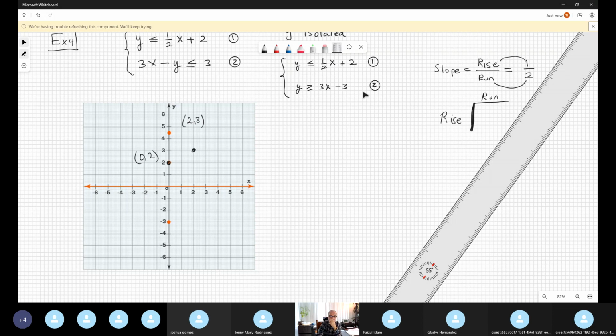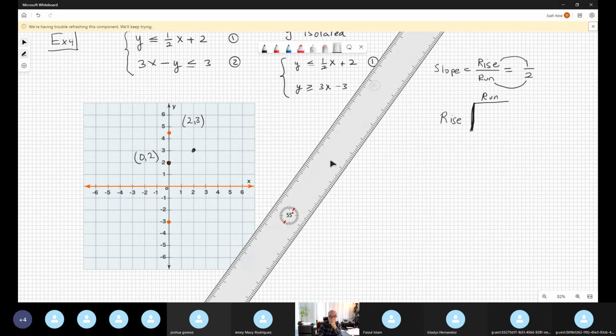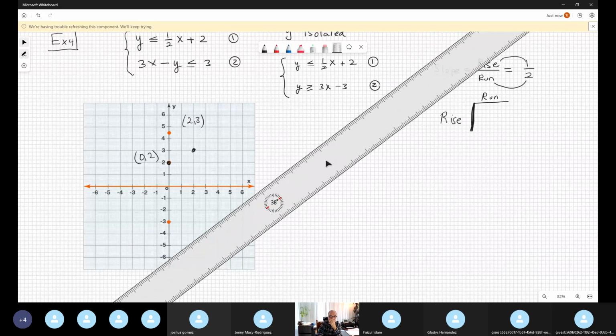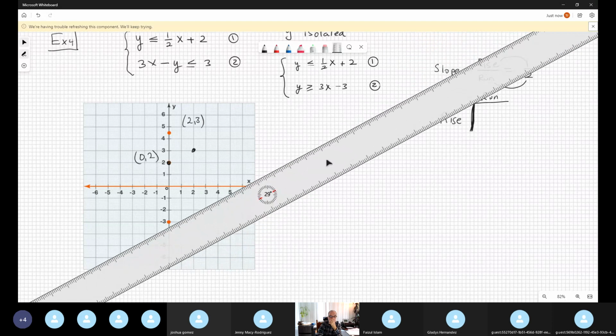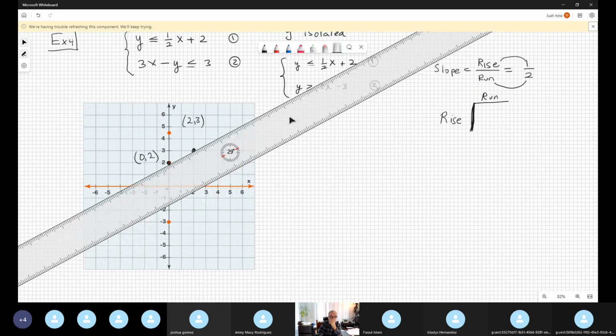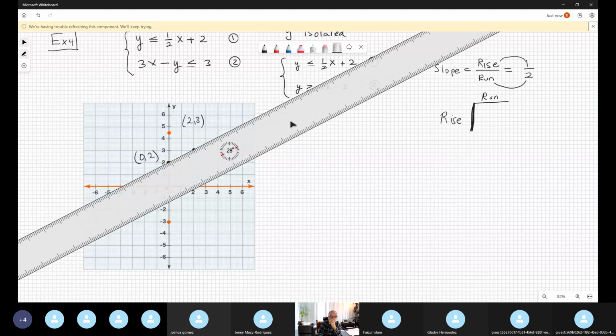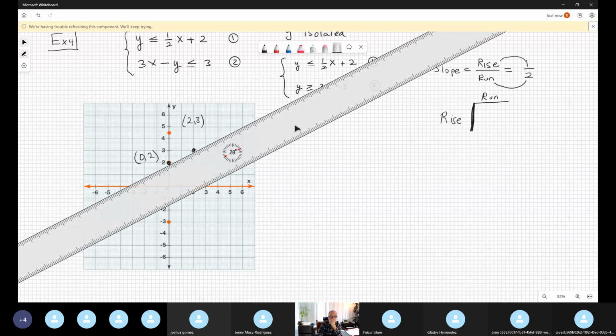But what kind of line am I drawing, solid or dotted? What do you think? Solid, because it's equal. So solid, okay, no problem. It's solid. Okay, I did the first one.